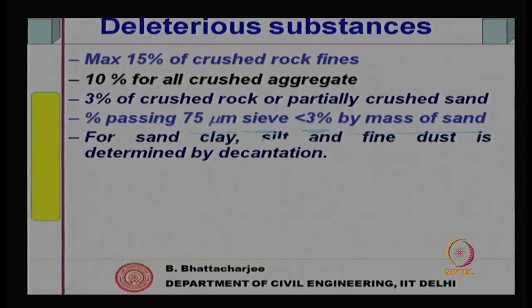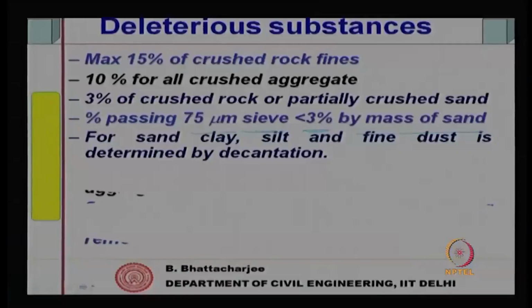For sand, clay, silt and fine dust are determined simply by decantation. You put it in a jar, a measuring flask, and wait for a long period of time. You will find that silt will settle at the top because it is the finest size, and sand will go to the bottom. From the color distinction, one can find out the percentage of particles finer than 75 micron, and that should not be more than 3%, it should be less than 3%.